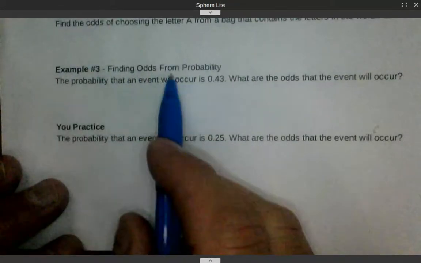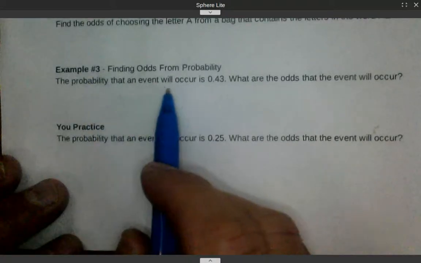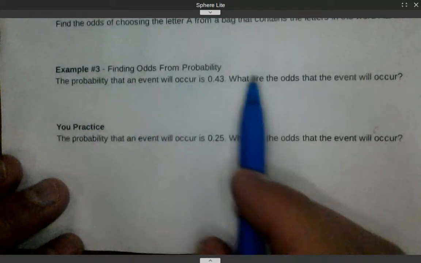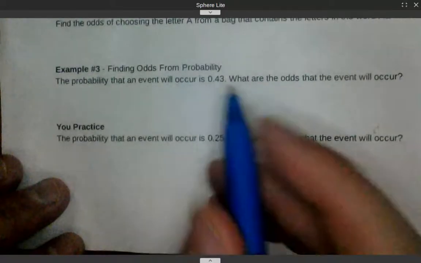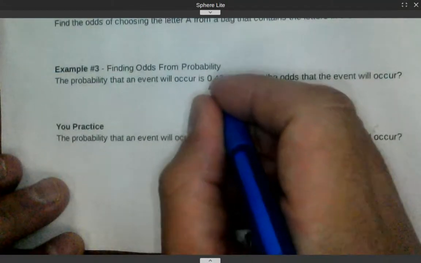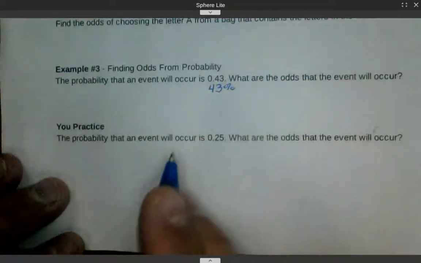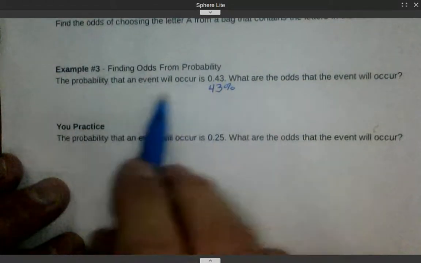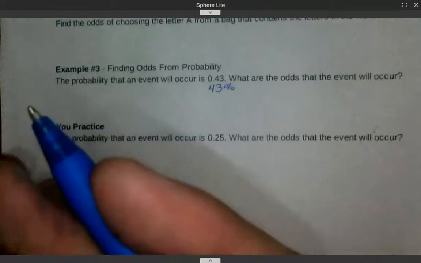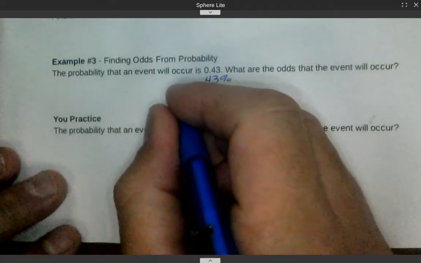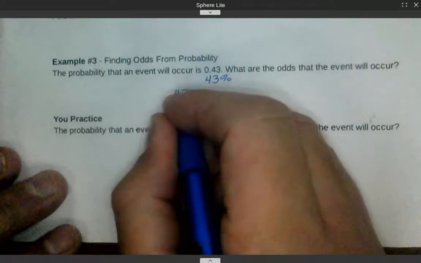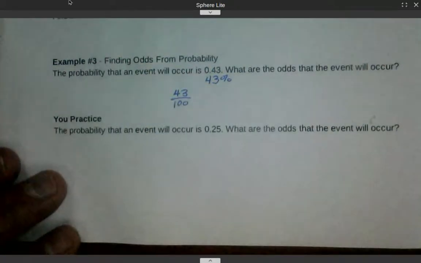The last type of problem that we're looking at is where we are finding odds from probability. So the probability that an event will occur is 0.43. What are the odds that the event will occur? So if this is 0.43, another way that I can write it is 43%. So 43% is the probability that this event will occur. Now, you have to know that percents are out of 100. So if I write 43 out of 100, this will be 43 out of 100.